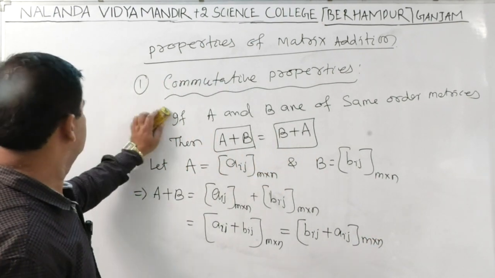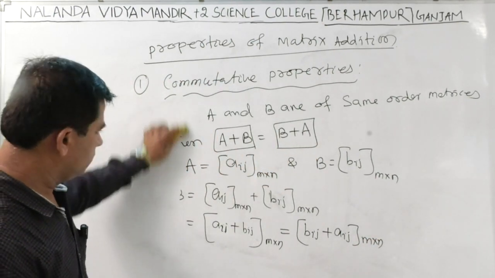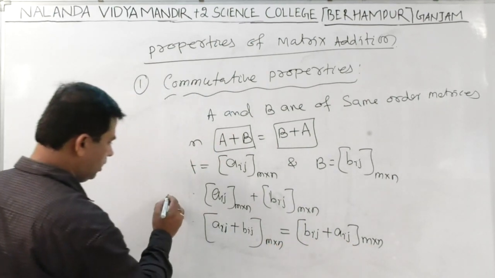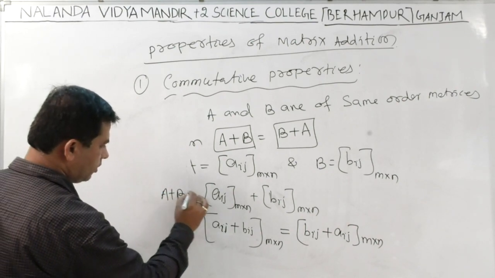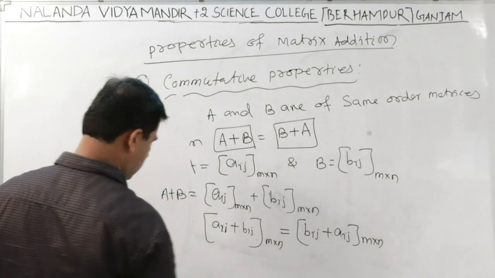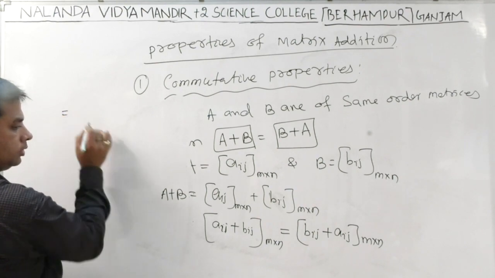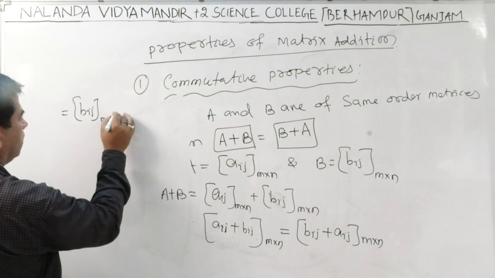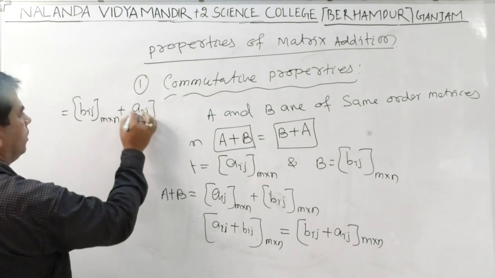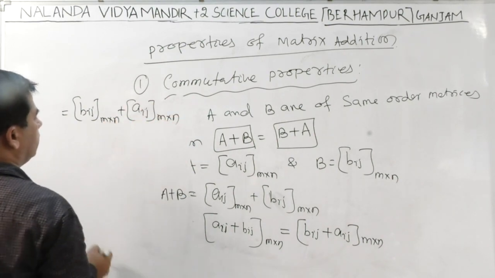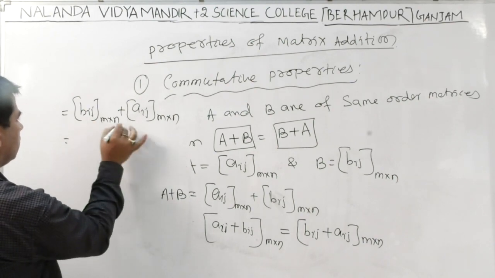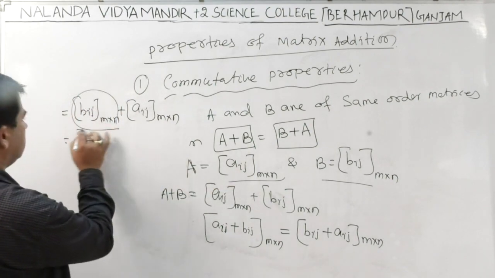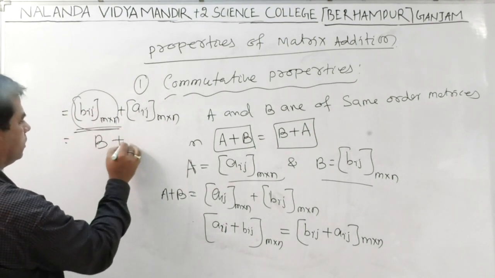Then this can be written as B ij of m cross n plus A ij of m cross n. This is equal to, this is our B matrix and this is our A matrix. Then we can write this as B plus A.